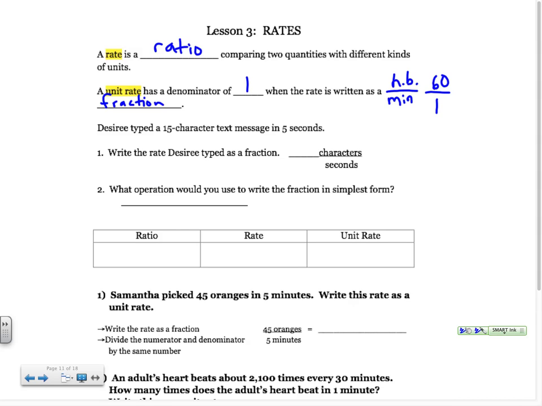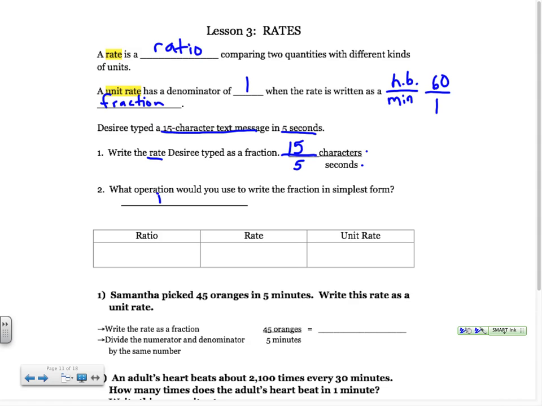So let's look at Desiree here. Desiree typed a 15 character text message in 5 seconds. Write the rate Desiree typed as a fraction. So we're comparing characters she typed to seconds. Characters goes first, 15 to 5. 15 characters in 5 seconds. That's a ratio, okay? What operation would you use to write the fraction in simplest form?